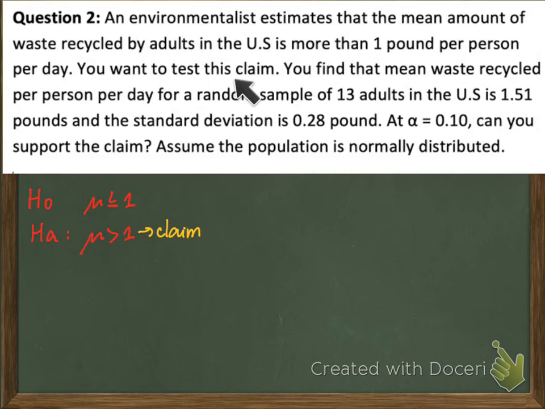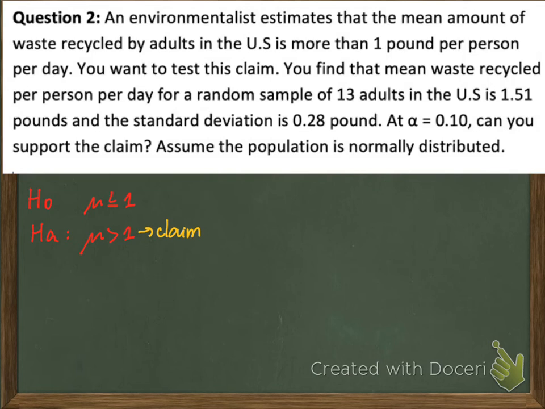All right. So you want to test this claim. You find that the mean waste recycled per person per day for a random sample of 13 adults in the U.S. is 1.51 pounds, and the standard deviation is 0.28 pounds. Keep in mind, this standard deviation is from the sample of 13 adults. The question is, at the alpha level of 0.1, can you support the claim? Assume that the population is normally distributed.